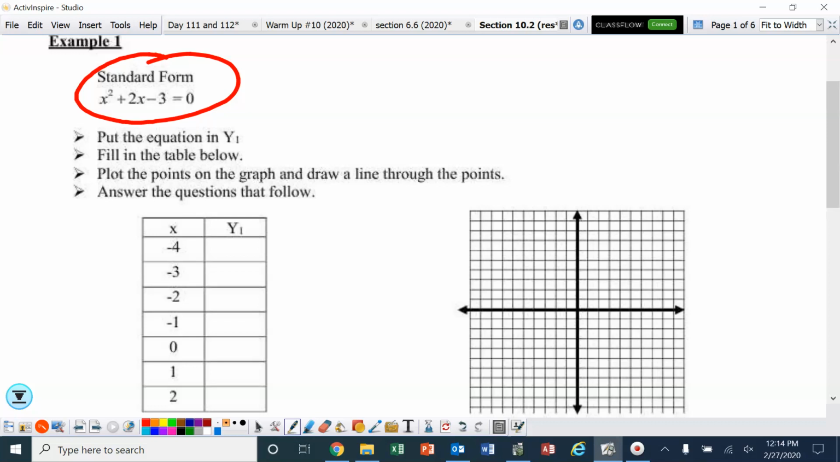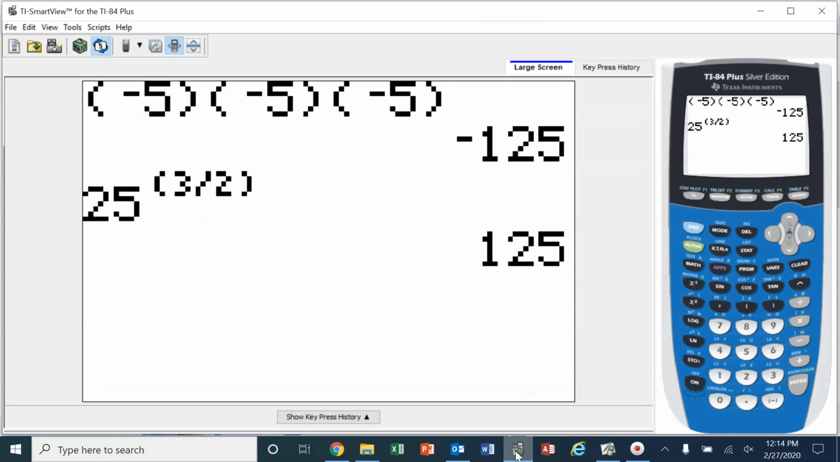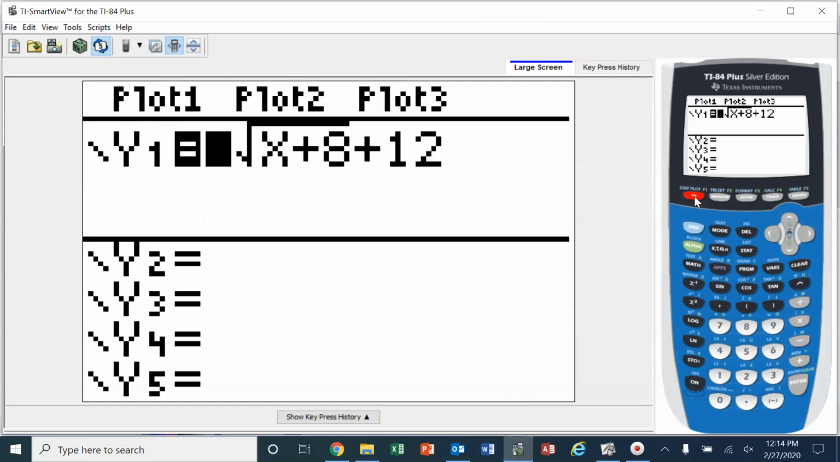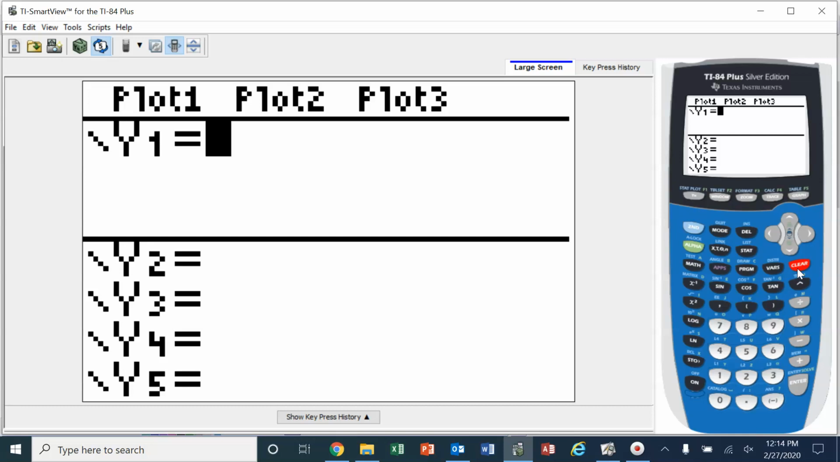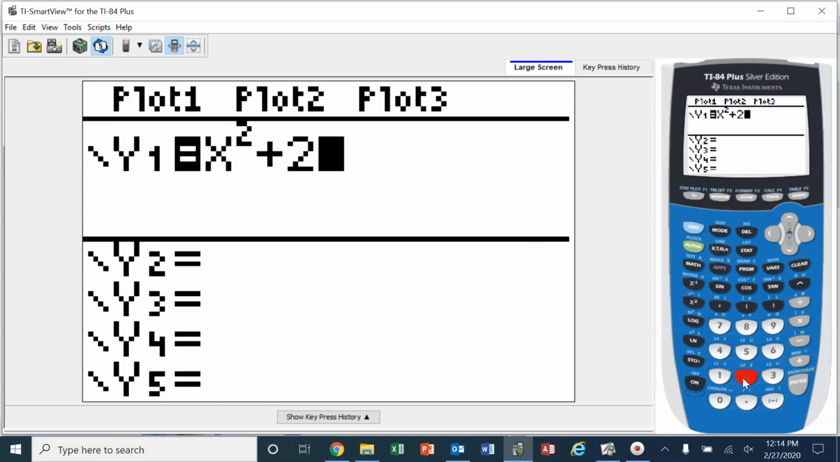So let's begin by going to our calculator, going to our y equals. If there's anything in your y equals, clear it out. All right, let's type this in. We've got x squared plus 2x minus 3. We will not put the equal 0 in there because that will not work. Okay, we're going to go to the table.